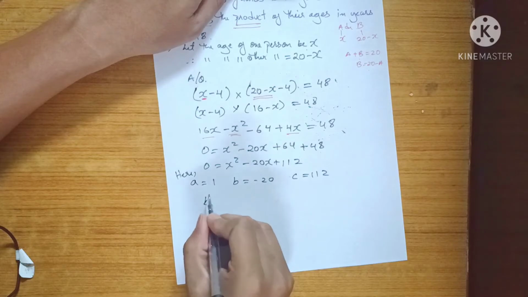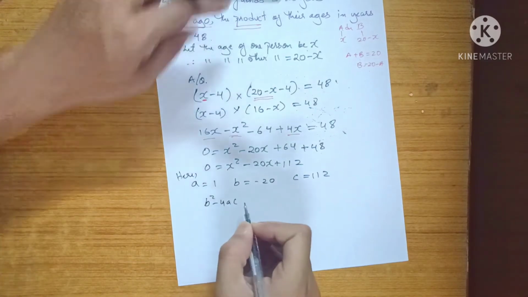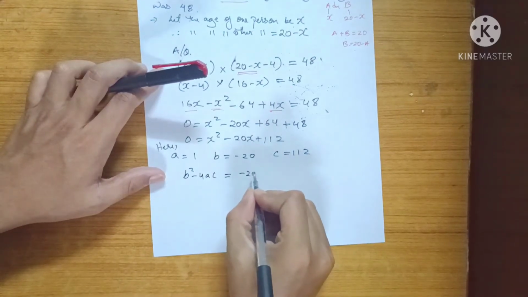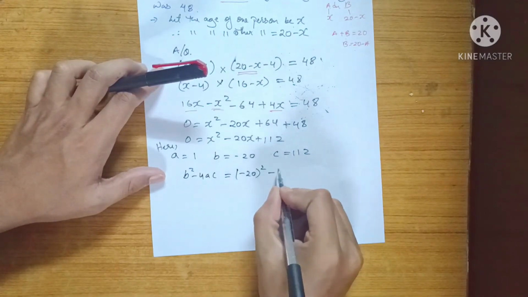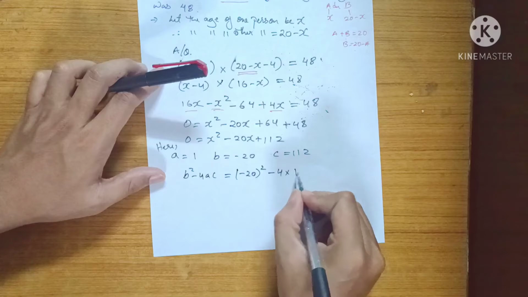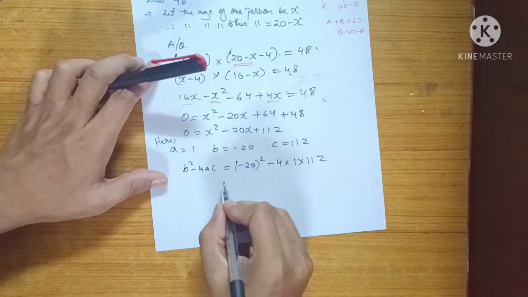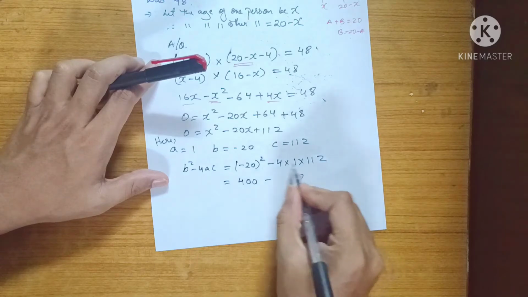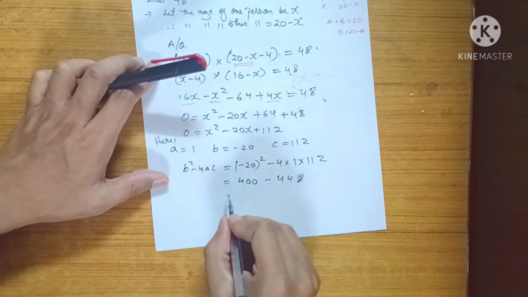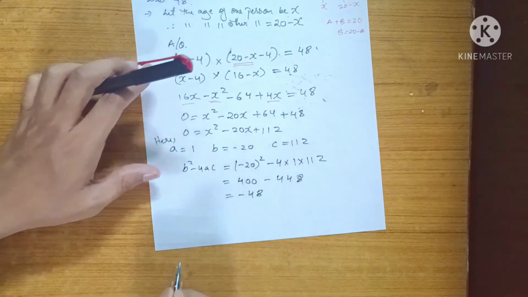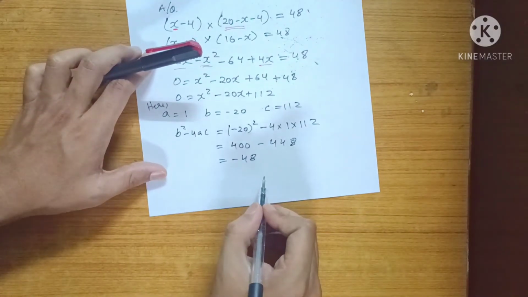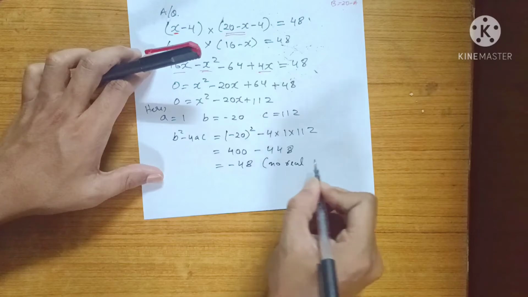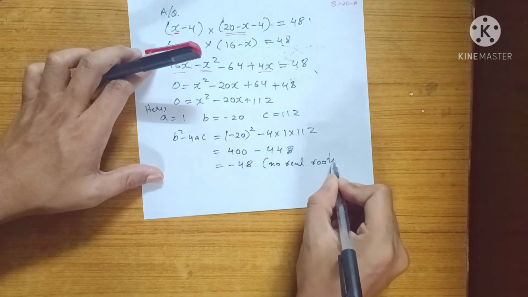So we have to find b squared minus 4ac first, equal to minus 20 the whole squared minus 4 into a is 1 into c is 112. So 400 minus 448. We're getting minus 48. Negative means no real roots, right? No real roots.